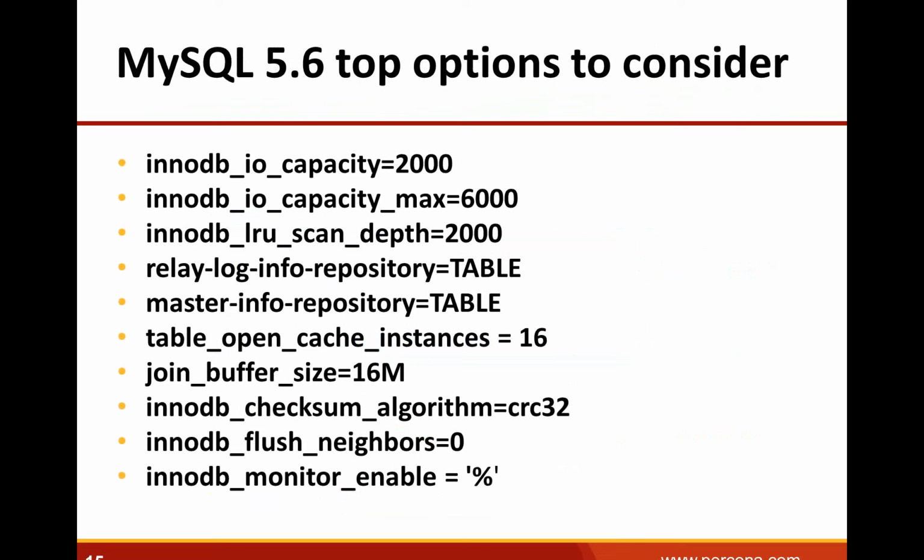If you have a highly concurrent workload, you want to increase table cache instances to be higher than the default one. We spoke about join buffer size, and InnoDB checksum algorithm, which can also be very valuable, especially if you are using fast storage like SSDs. You want to go to the new checksum algorithm, CRC32. The trick here, though, is that the most beneficial way to set it is when you recreate the database from scratch, because that applies to the database structure.